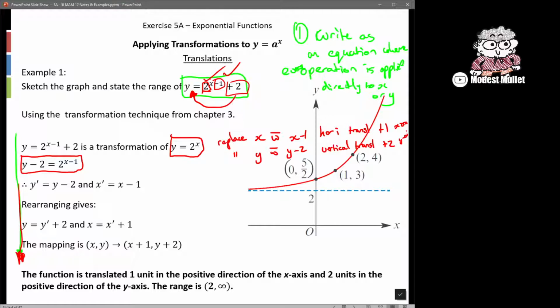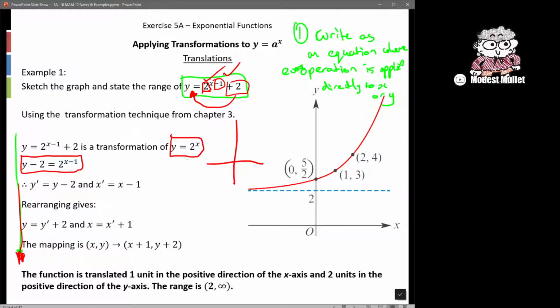Ran out of space, but that same method applies. If we rewrite the equation where every operation is applied either directly to the x or the y, and then use the inspection method, you can read them off just like everything we've done. So thinking of that, what would be our base graph? Well, our base graph is y equals 2 to the power of x, which has an asymptote at y equals 0. It's always going to go through 0, 1, the base version of it.